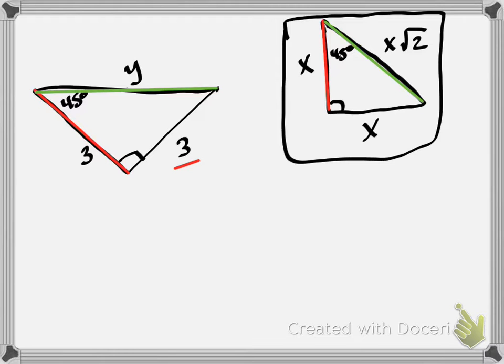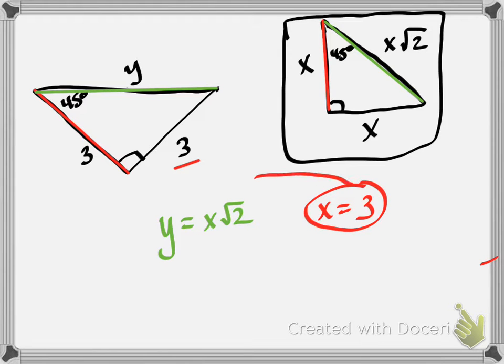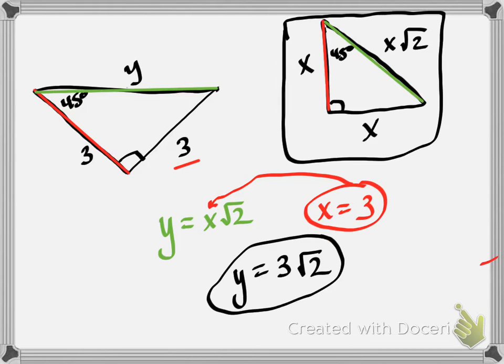So I'm going to set up my 2 equations. We'll go with y corresponds to the side x square root 2, and the x corresponds to 3. So we know that x is equal to 3. And so we take this 3, we're going to substitute it into here, and we're going to get y is equal to 3 square root 2, and that's as simple as it can get.